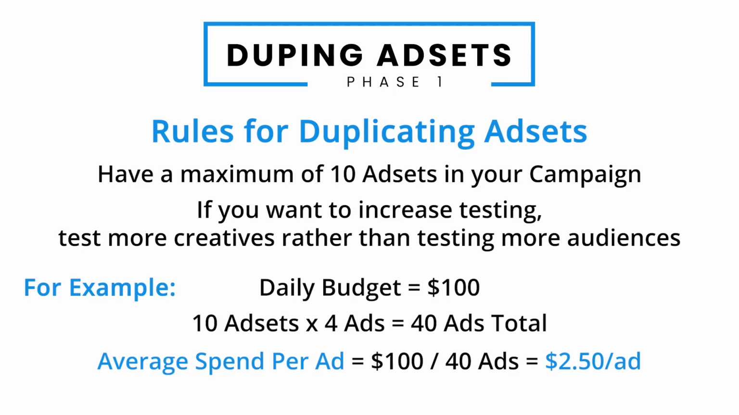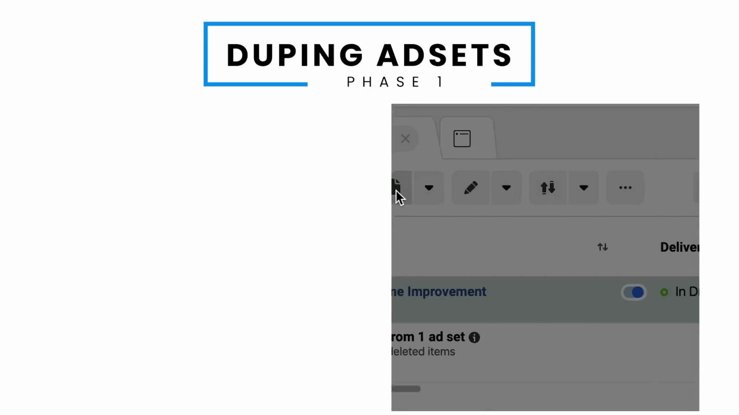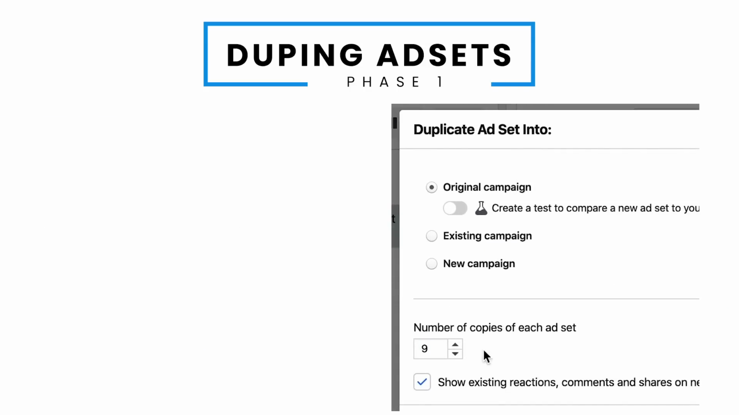Remember, the goal here in the first phase is to find a winning creative and audience, and while 10 audiences covers a large range, 2 creatives won't give you a great idea of what's working. That is why you should opt to test more creatives instead of more audiences if your daily budget is greater than $50. Anyways, let's go ahead and duplicate this ad set 9 times so that we have 10 ad sets in total.